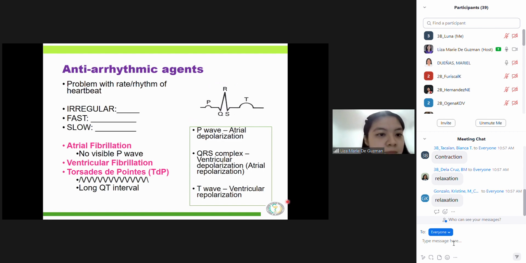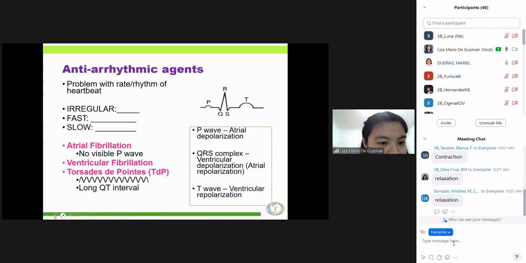So any problem with the heart rhythm or rate of the heartbeat may cause conditions such as atrial fibrillation, ventricular fibrillation, and torsades de pointes, or TDP, which is a life-threatening condition. So you have the AFib, the VFib, and the TDP, which is a life-threatening condition.